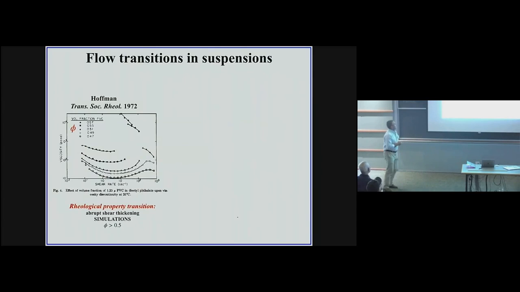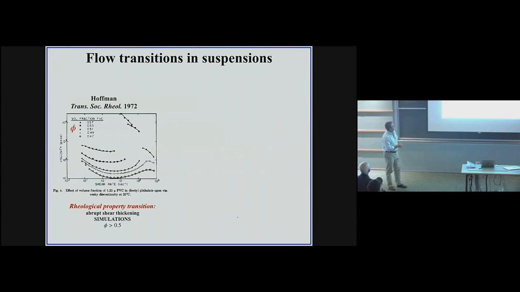Okay, so the two transitions that I'm going to talk about for the rest of the talk, I want to first outline. First, I'm going to talk about this abrupt shear thickening. It's a rheological property transition driven by changing the shear rate or the stress. And here you see results that go back 50 years, but it was known even 30 or 40 years before that. But this was the first work which really did it with nice monodispersed spheres, right?